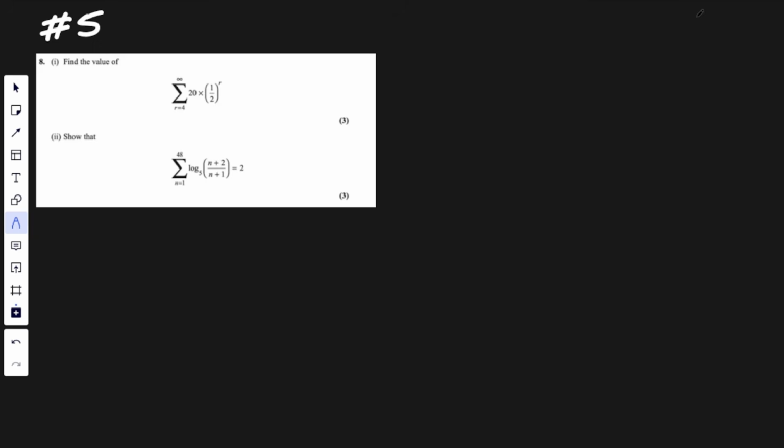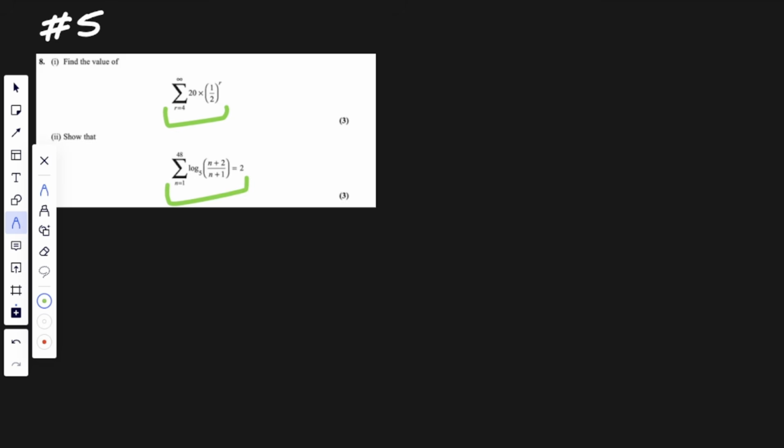Let's see, number 5. Now this one's on summations. Most of the time in an A-level exam, you're probably going to get a standard summation where it's a geometric series or an arithmetic series. But when it's written in this form, which is a little bit non-standard, like in the first one and the second one, it's often going to be helpful to write out the terms.